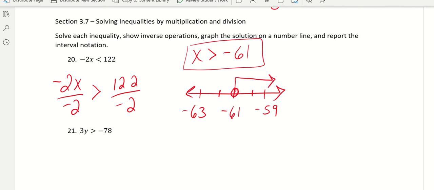Boom. There you go. Interval notation. Comma. If we shade to the right, the high end is infinity. That always gets a parenthesis. The low end is negative 61. That is an open circle, so it gets a parenthesis as well.